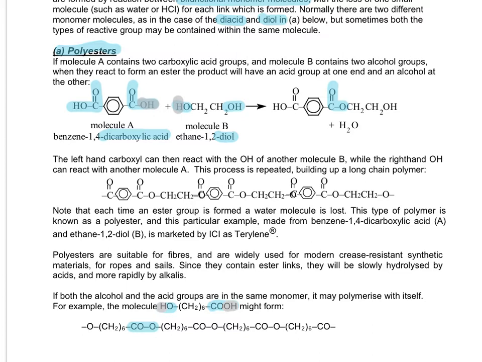These ester links can be slowly hydrolyzed by acids and can be more rapidly hydrolyzed by alkalis. When we say hydrolyzed, we mean they can be broken down, so they'll break back up into your original functional groups of the carboxylic acid and the alcohol.